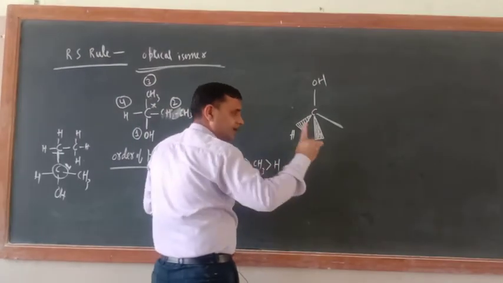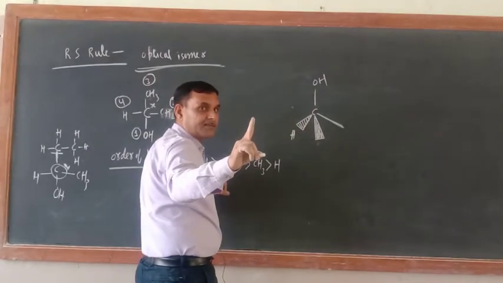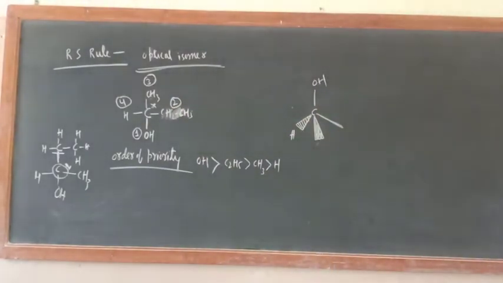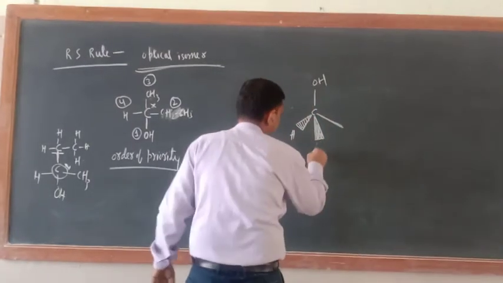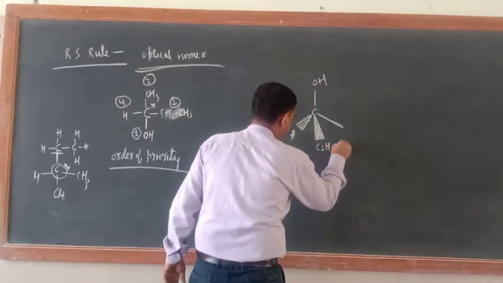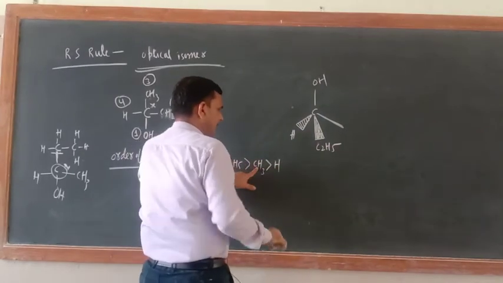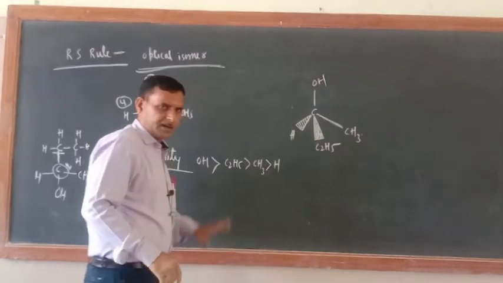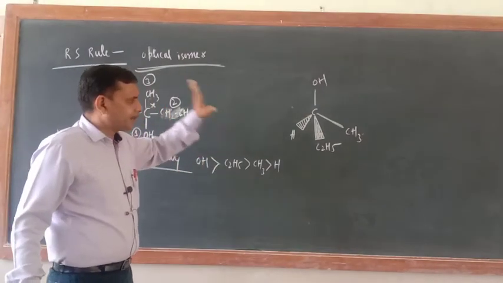Okay, now just see, here the solid wedge should be bonded to the group which has got the second priority. So who has got the second priority? C2H5. Okay, now which has got the third priority? Now here this should be written. Okay, over. Now the tetrahedral geometry is ready.